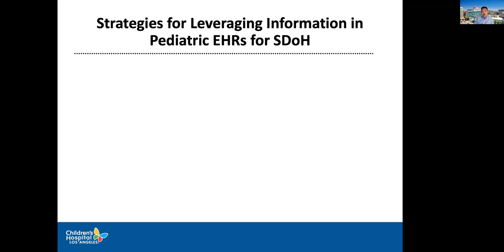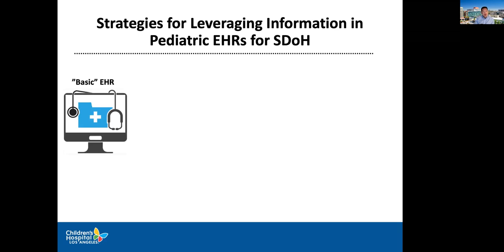So if we try to understand how we can actually do better with this, we tried to look back at strategies for leveraging information in pediatric electronic health records for social determinants of health to understand where is the data and how we can actually get better data. Our first option was to look at basic EHR data. And as I showed in the previous slide, this is extremely limiting because we just simply don't record further variables about a patient's social status, economic status, or demographic variables that may be very important in influencing care.